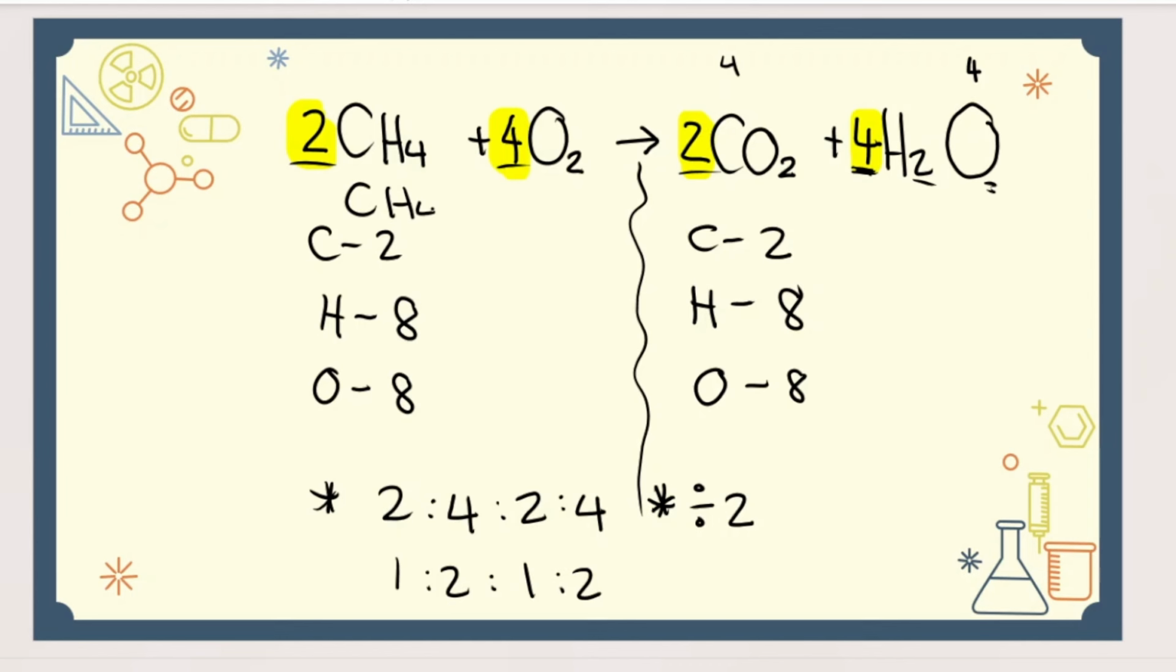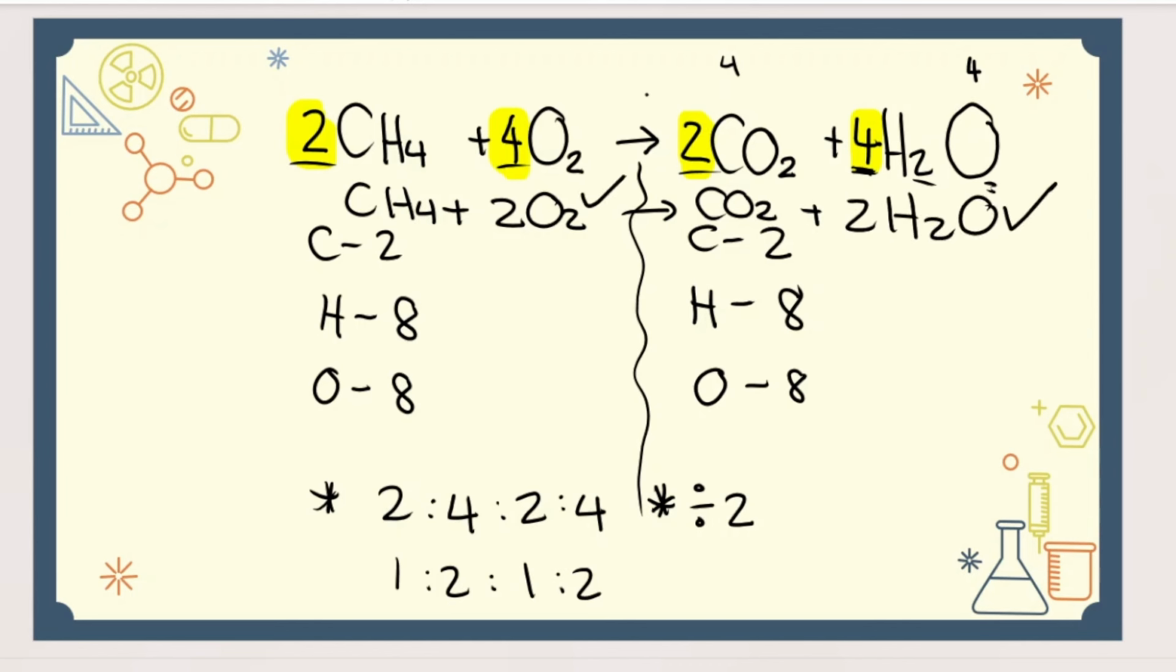So CH4 plus, instead of a 4 over here, it should be a 2. Instead of a 2 over here, it should be a 1. And instead of a 4 over here, it should be a 2. Now it is balanced properly. I hope that makes sense. If you don't believe me that it's balanced properly, you can take the new version that I've written out, count the number of carbons, hydrogens, and oxygens on each side, so for the reactants and for the products, and you'll see that it is balanced.